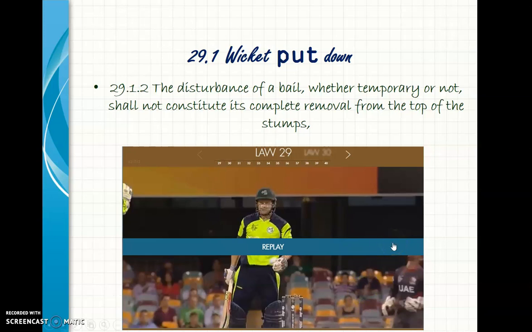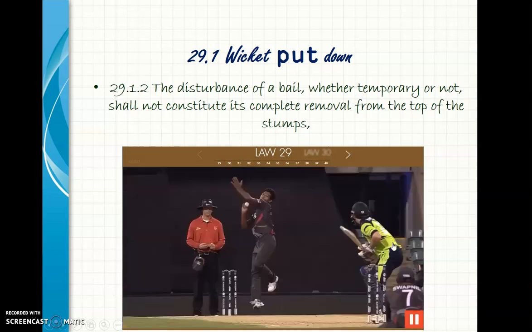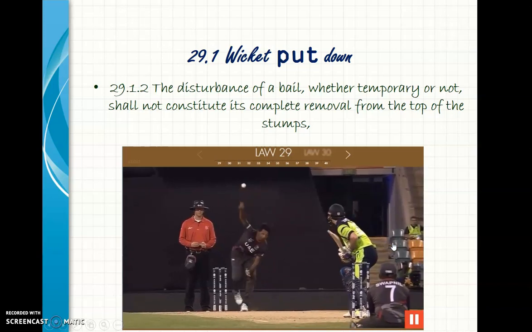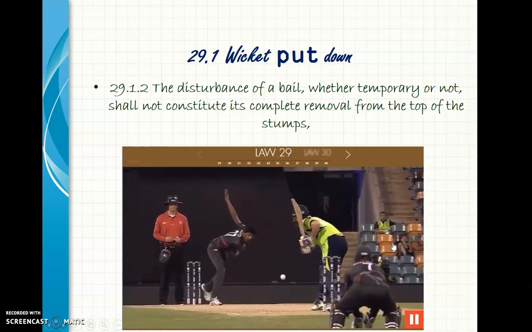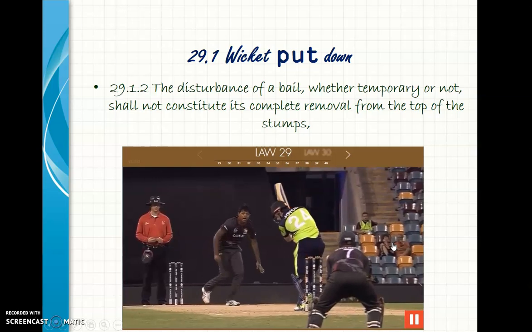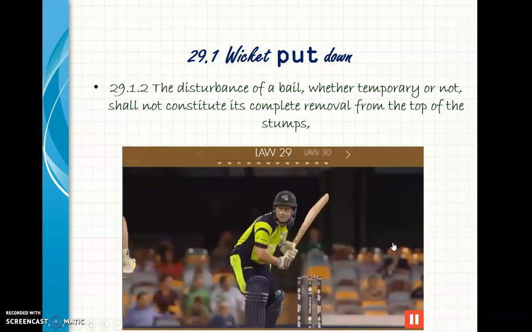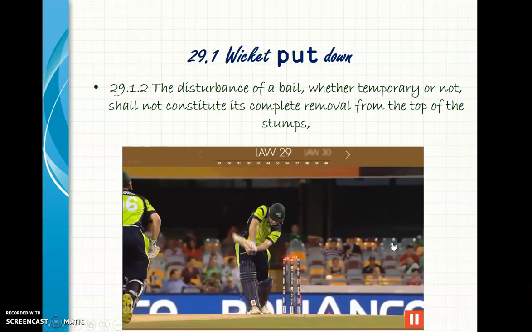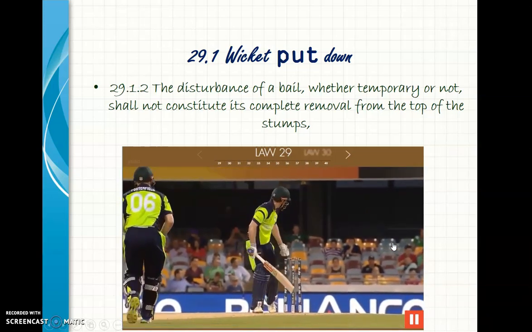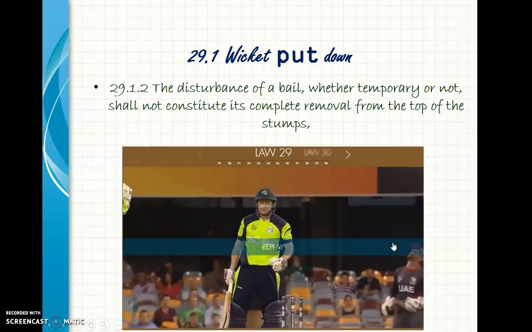Let's see the video here which explains further. Let's take a UAE cricket video here. Amjad Javed bowling to Joyce of Ireland. See, the ball strikes the wicket here. The bail is blown, but it's not removed completely from the groove. It's a temporary movement which will not be considered as the complete removal of bails, which is the condition for the wicket to be put down.